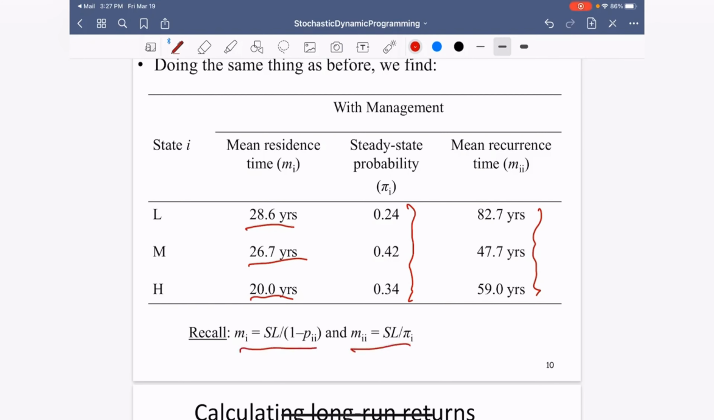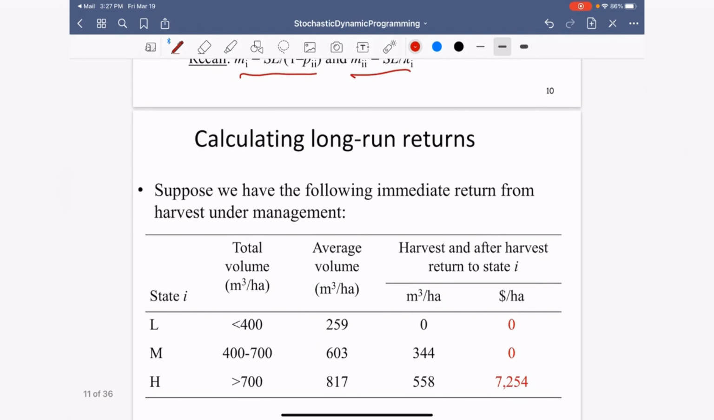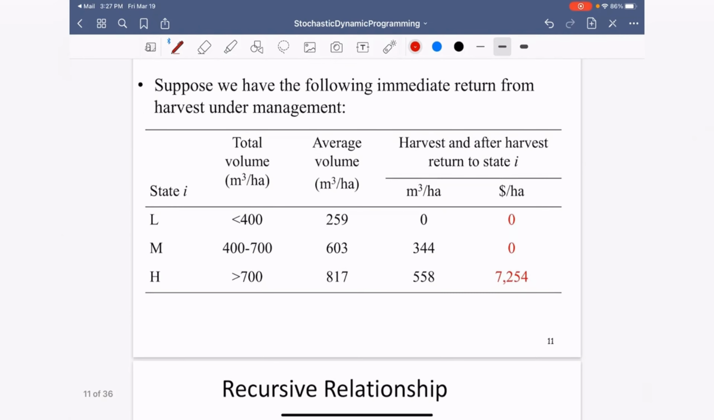these formulas down here. So calculating the long run returns, suppose we have the following immediate returns from harvest under management. Let's say that if you went to harvest the timber and it was in a low state, you wouldn't earn any money. Suppose that it was in a medium state, you'd not earn any money. And if it was in a low state, you wouldn't earn any money, but you would in a high state. So that means that the person managing or owning this land would always harvest the trees once they reach that high state. We're going to look at that in a little bit more detail later on.